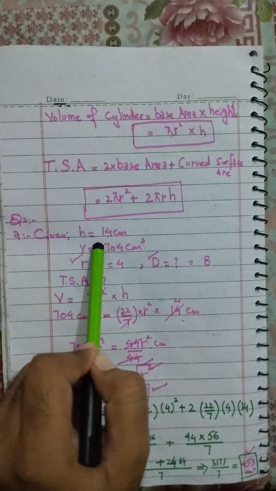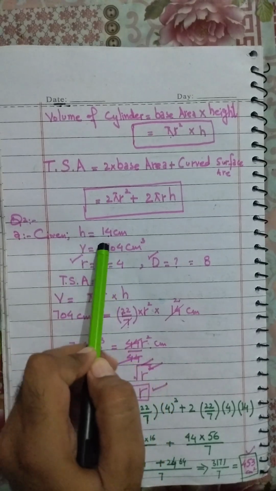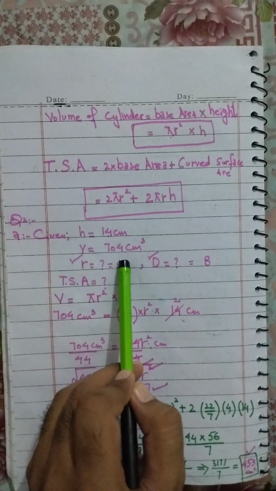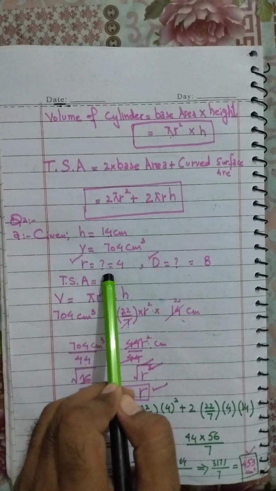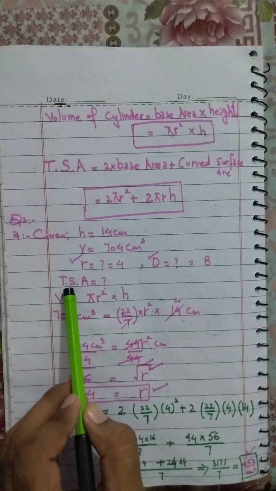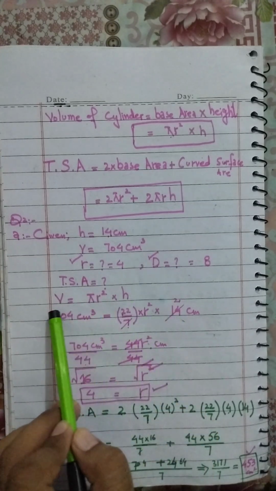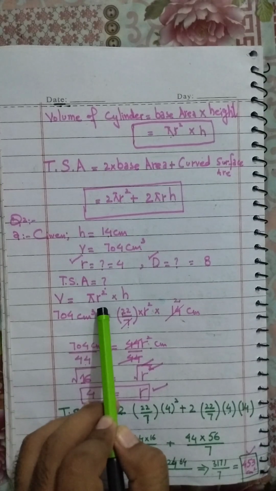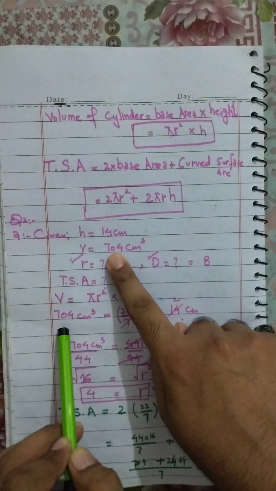In the question part A, they just give us the height, which is 14 centimeter, and the volume, which is 704 centimeter cube. We have to find the radius and the diameter. The total surface area also we have to find, these 3 things. The volume is given by pi r square multiplied by h. Volume is given to us, which is 407 centimeter cube.